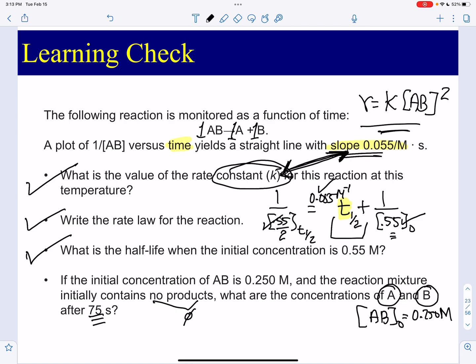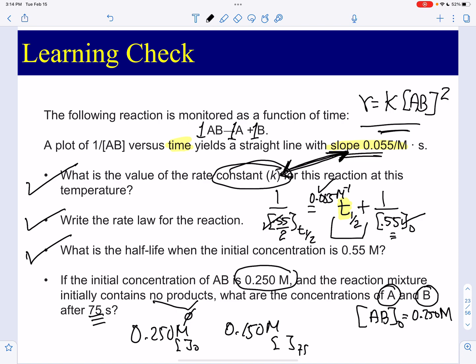So let's say we're starting with 0.250, that's the original concentration. And at the end, I find out that I have 0.150. We're talking molarity, right? That would be my concentration after 75 seconds. So to go from there to there, some of the reactant was consumed, and the change will be 0.100, right? 0.250 minus 0.150 is 0.100.